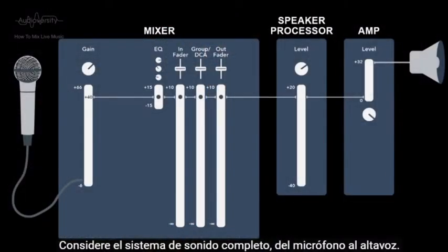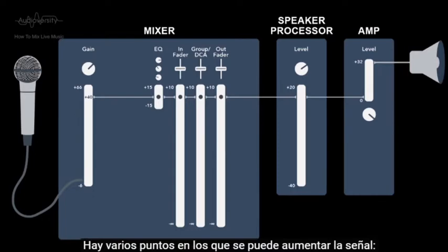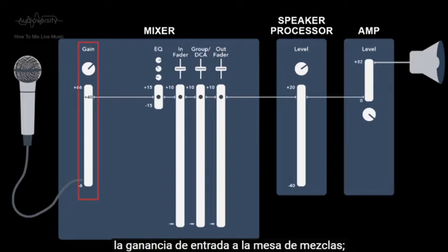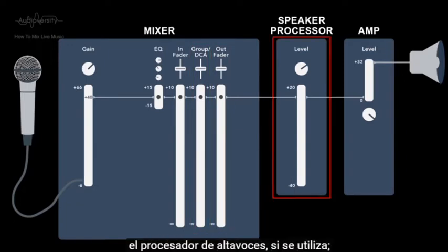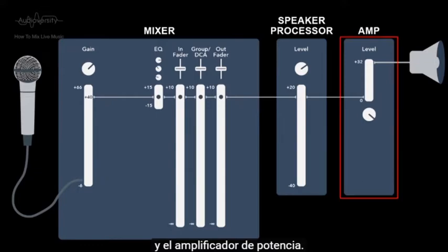Consider the complete sound system from microphone to loudspeaker. There are several points at which the signal can be made louder. The input gain to the mixing console, the EQ, which we haven't studied yet, the input channel fader, the group or DCA fader, the output fader, the speaker processor, if used, and the power amplifier.